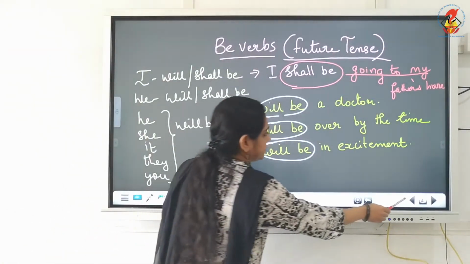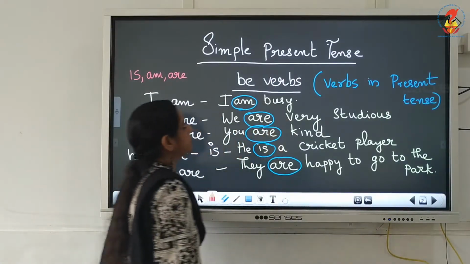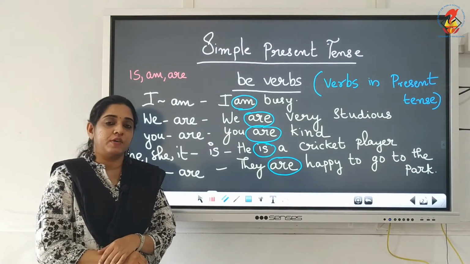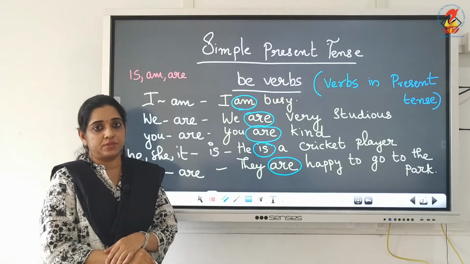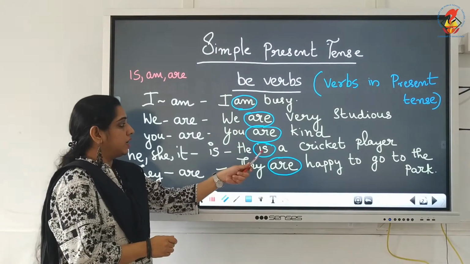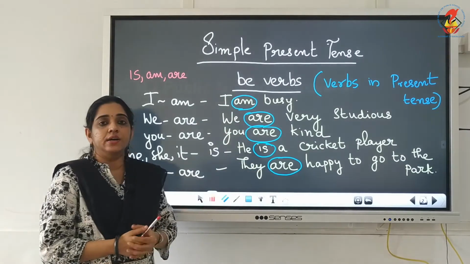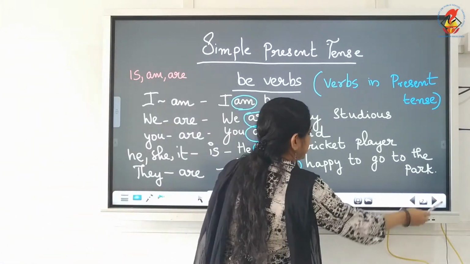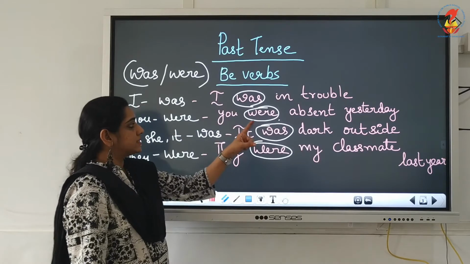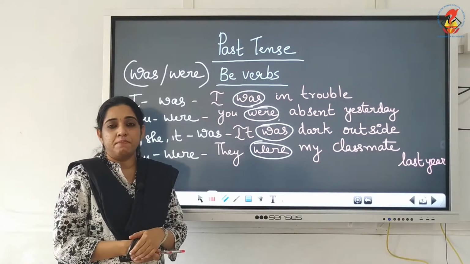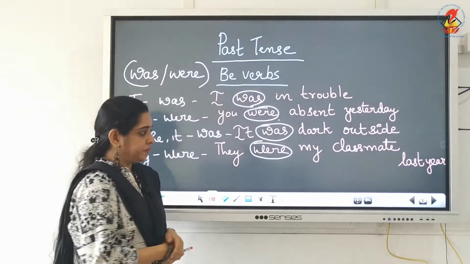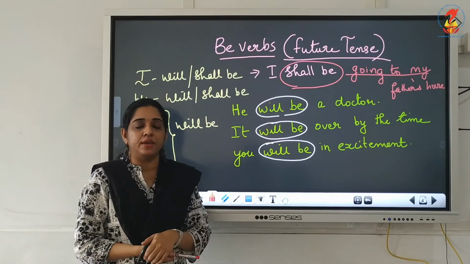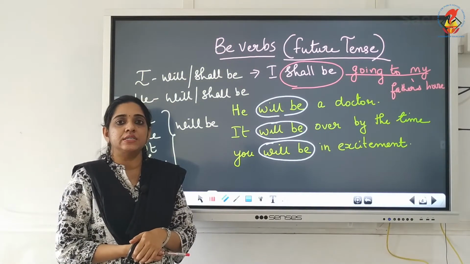Once again I'll repeat. See, simple present tense of be verbs. What are the forms of simple present tense of be verbs? Am, are, is. All these verbs come under simple present tense. And the next one, was, were comes in simple past tense. Then will be and shall be comes in future tense.